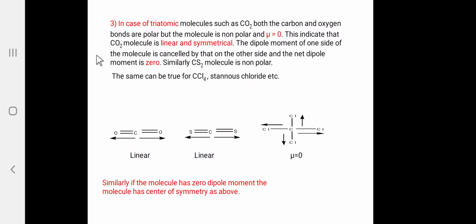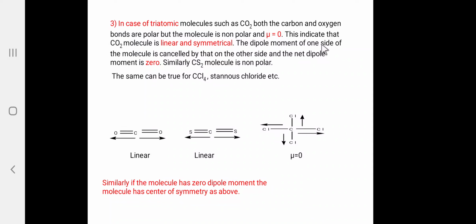Then let us consider the triatomic molecules. In case of the triatomic molecule, let us consider the example of carbon dioxide as well as carbon disulfide. In carbon dioxide, both the carbon-oxygen bonds are polar. That is, the bond between carbon and oxygen is a polar bond, but the molecule is non-polar, that is, mu is equal to 0. In case of carbon dioxide as well as carbon disulfide, mu is equal to 0. This indicates that the carbon dioxide molecule is linear and symmetrical. Similarly, carbon disulfide is also linear and symmetrical.